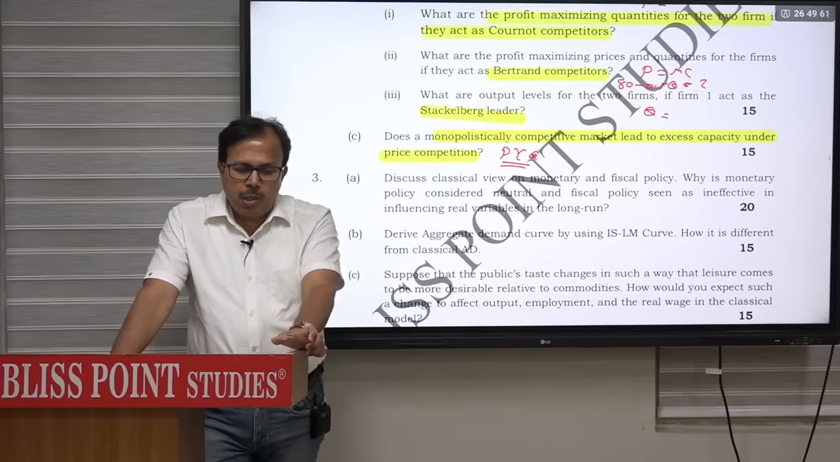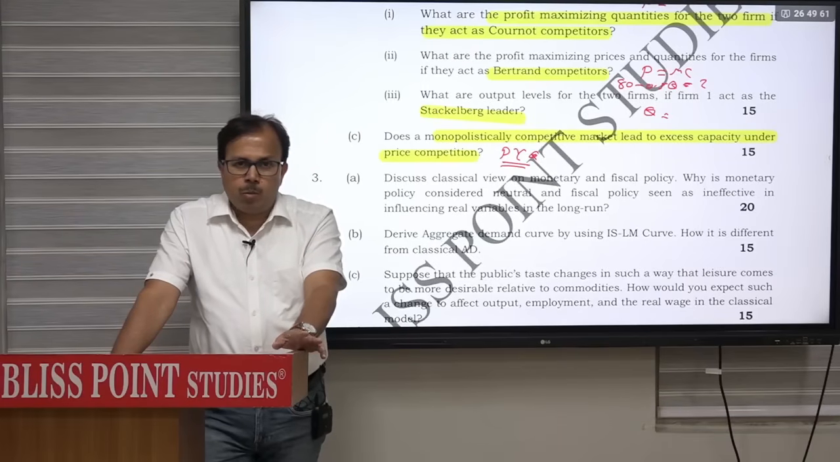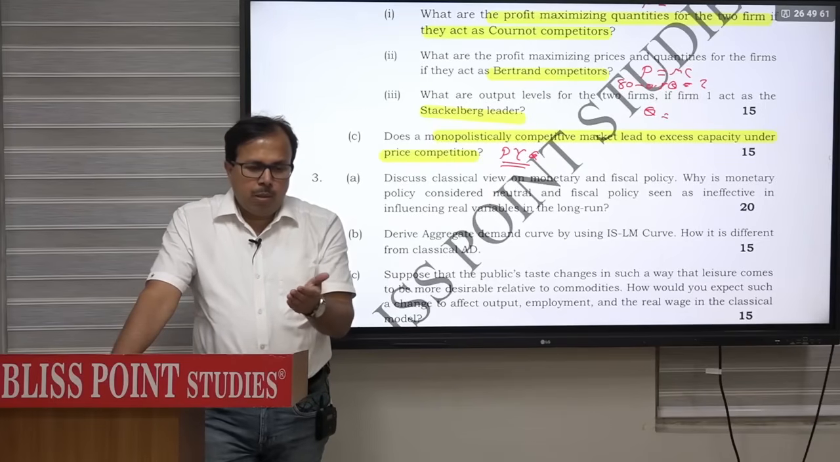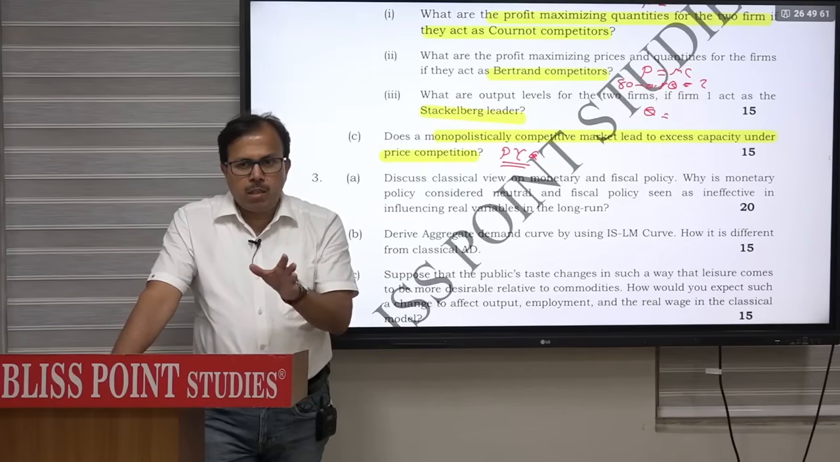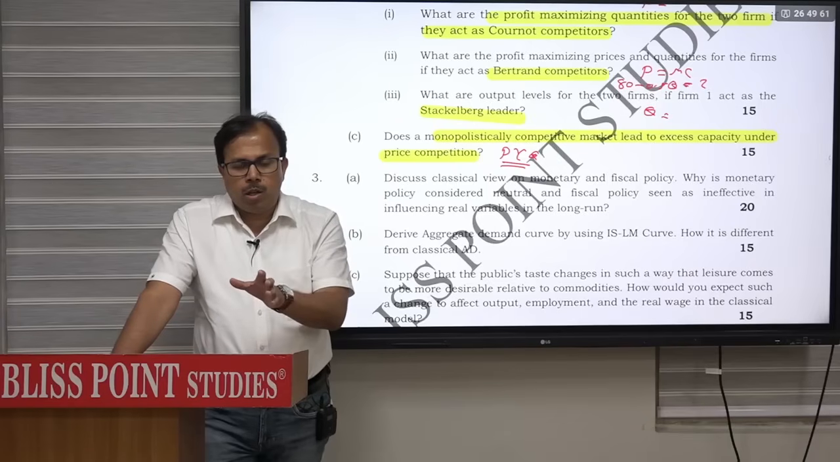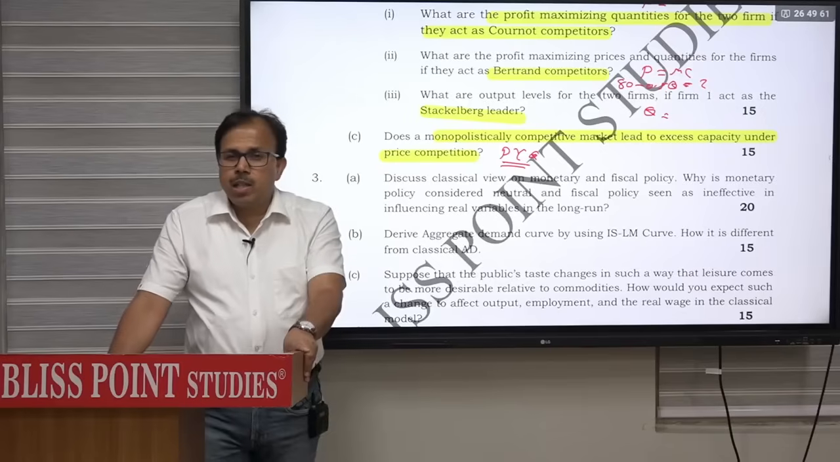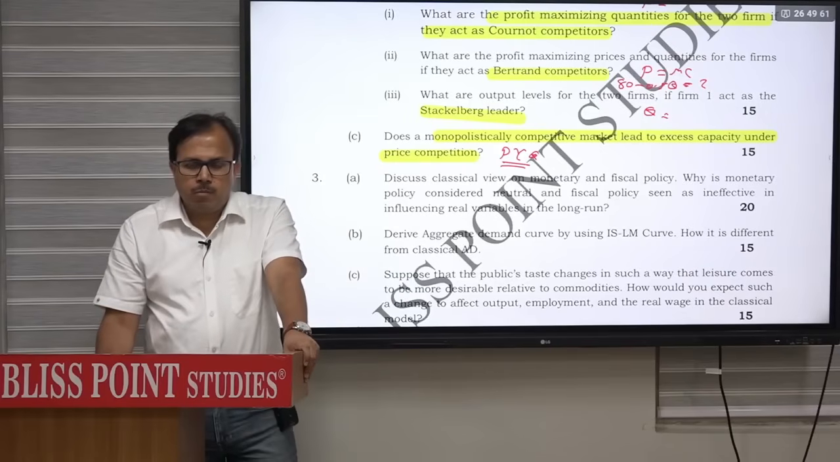First is explain excess capacity meaning. That excess capacity refers to the difference between ideal output and the actual output. What is an ideal output? Ideal output is associated with the minimum point of LRAC. That is those who criticize the model, Chamberlain model, their argument is the minimum point of LRAC is the ideal. What is actual? The profit maximizing quantity.